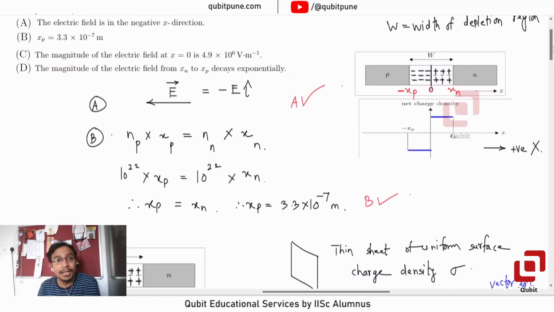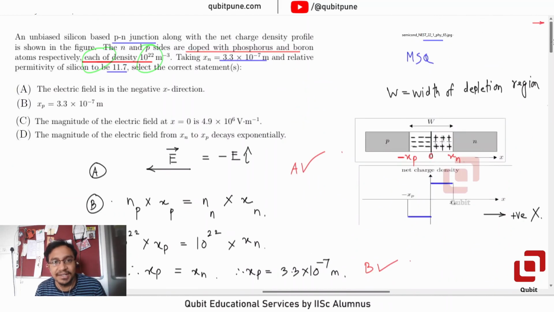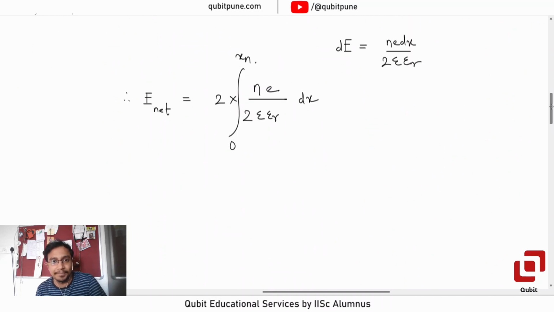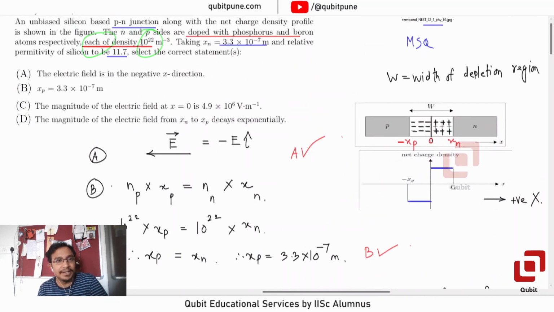Now what is xn? Let's invoke the numbers now. Xn is 3.3 into 10 raised to negative 7. Let's come to the integration part later. First of all, we'll start with n. What is n? 10 raised to 22, given.